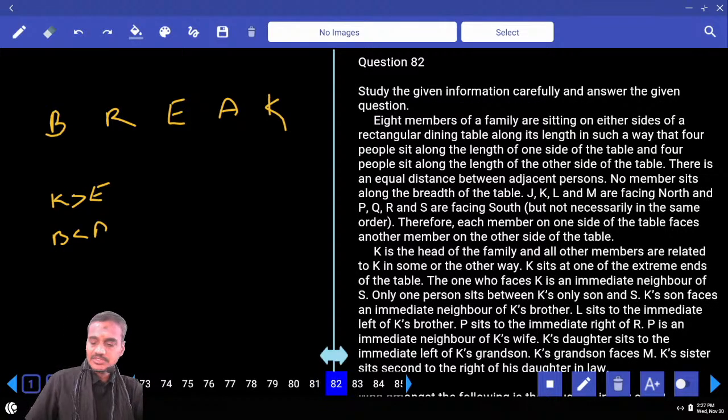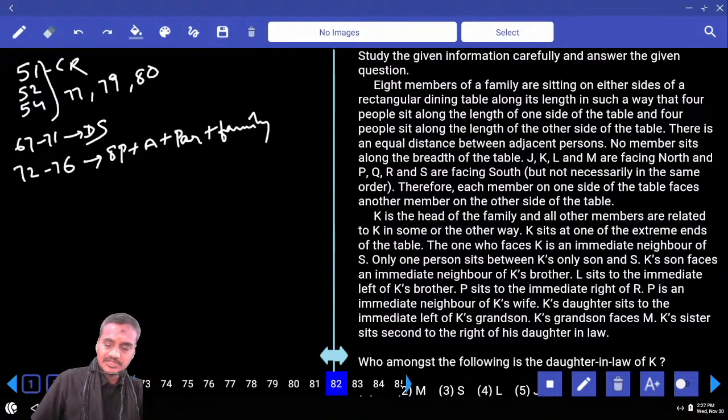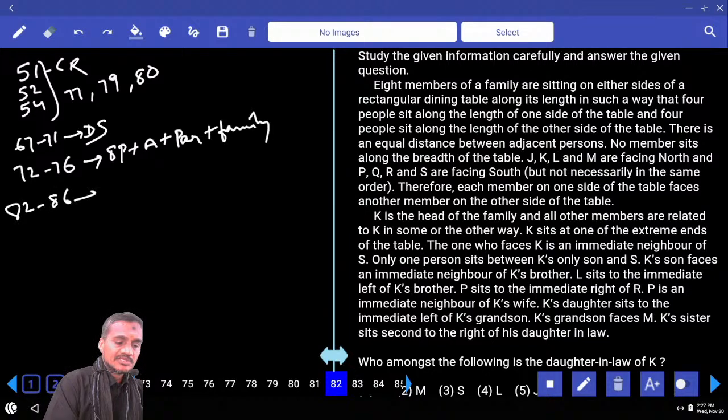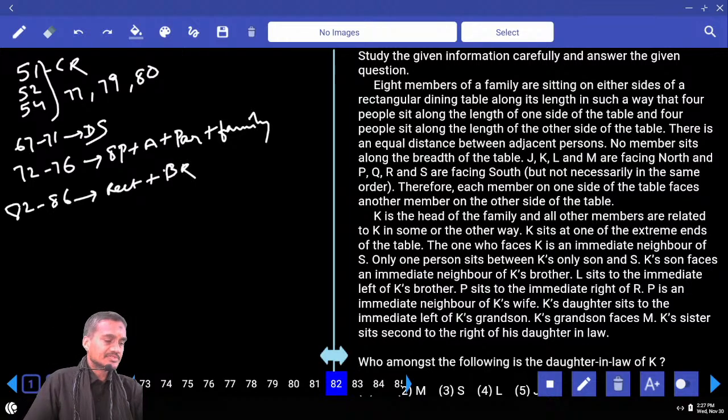Then 82 onwards: 8 members of a family sit on either side of a rectangular dining table. What to do with it? Second priority. Obviously, under the second priority, question numbers 82 to 86, that is rectangular table plus family tree, blood relation. Hence this comes under the second priority, 82 to 86. Then 87 onwards, 87 also is based on the same, 82 to 87.